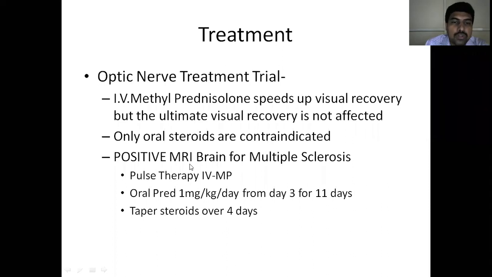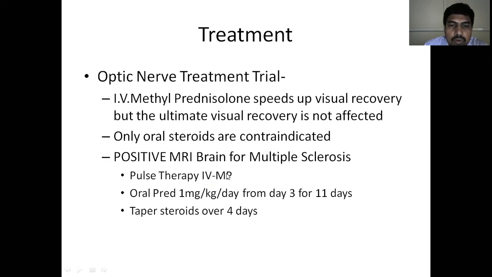Okay. So for any positive MRI brain for multiple sclerosis or any optic neuritis, we start him on pulse therapy of IV methylprednisolone. What is this pulse therapy? 1 gram of methylprednisolone we give, mixed in 500 ml of normal saline over 2 hours. Like that for 3 successive days. That is today, tomorrow, and day after tomorrow we will give. That is known as pulse therapy. So pulse therapy of IV methylprednisolone, 1 gram is given intravenously for 3 days continuously, mixed in 500 ml of NS. That is pulse therapy.